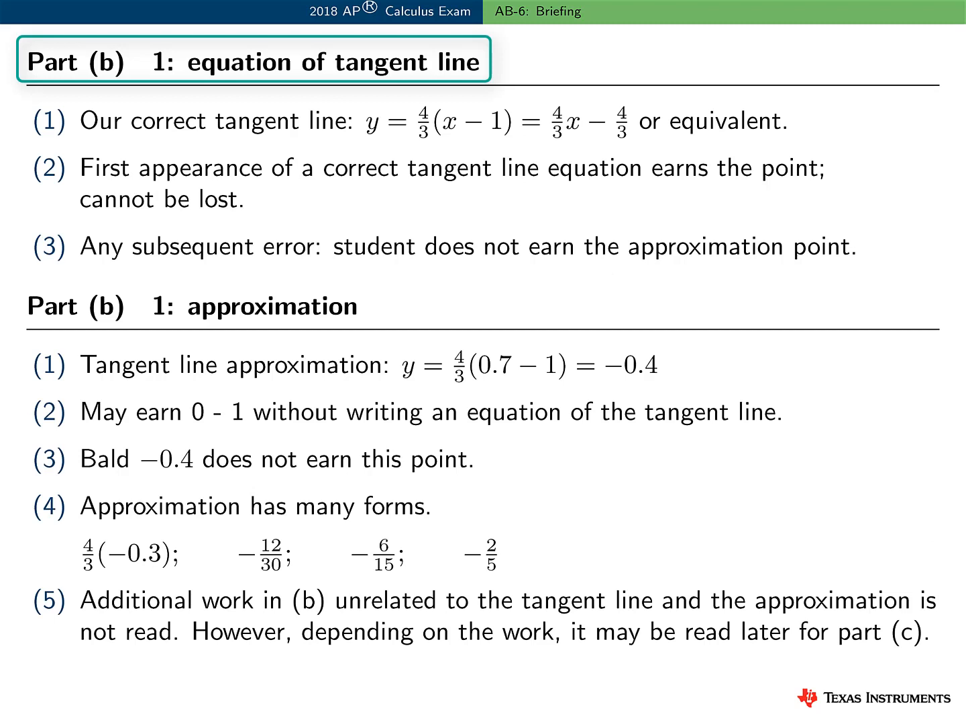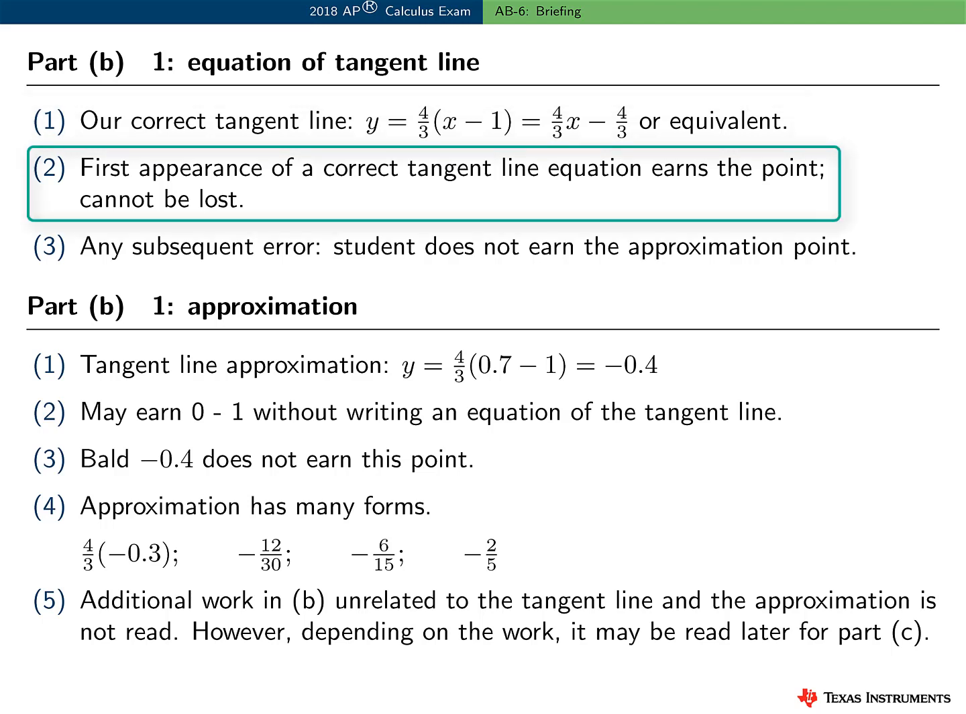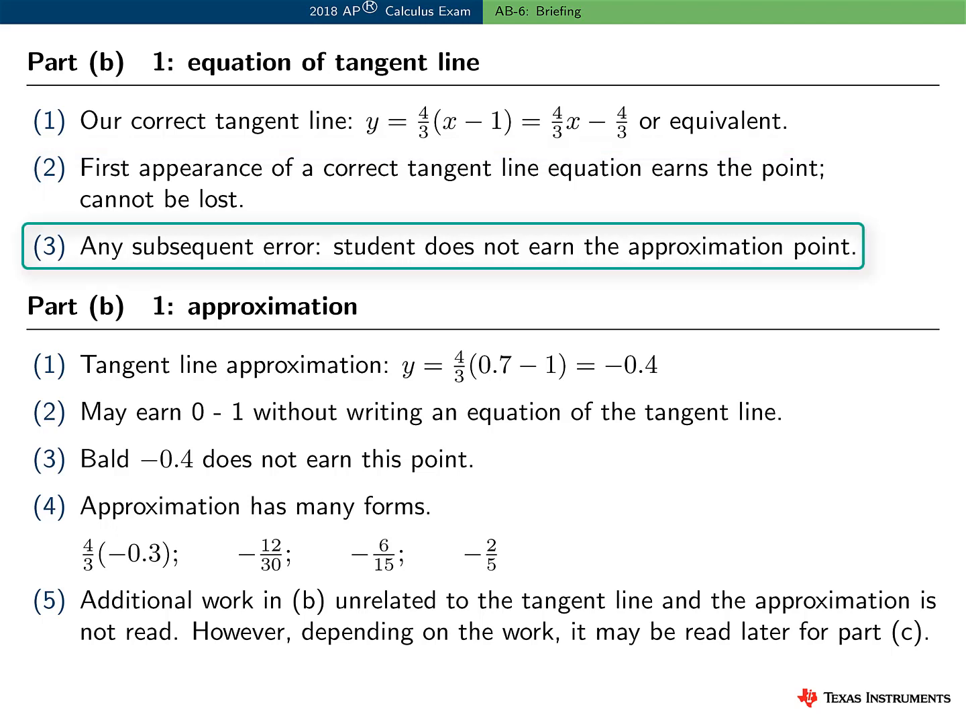The first point in part B was for an equation of the tangent line. This was awarded for an equation of our tangent line, and here are two common responses. If the student earns this point, it's in the bank. That means they cannot lose this point. Any subsequent error means the student does not earn the approximation point.